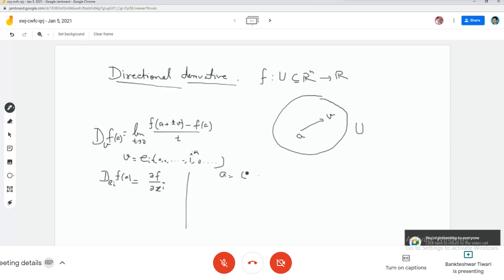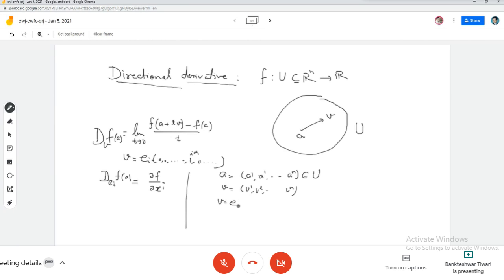So suppose your A is say A1, A2 dot dot AN. So this is a point in U, and this V is a vector with components say V1, V2 dot dot Vn. So in particular, if your V is say Ei, that is the ith component is 1, this ith place is 1, and the rest are 0.